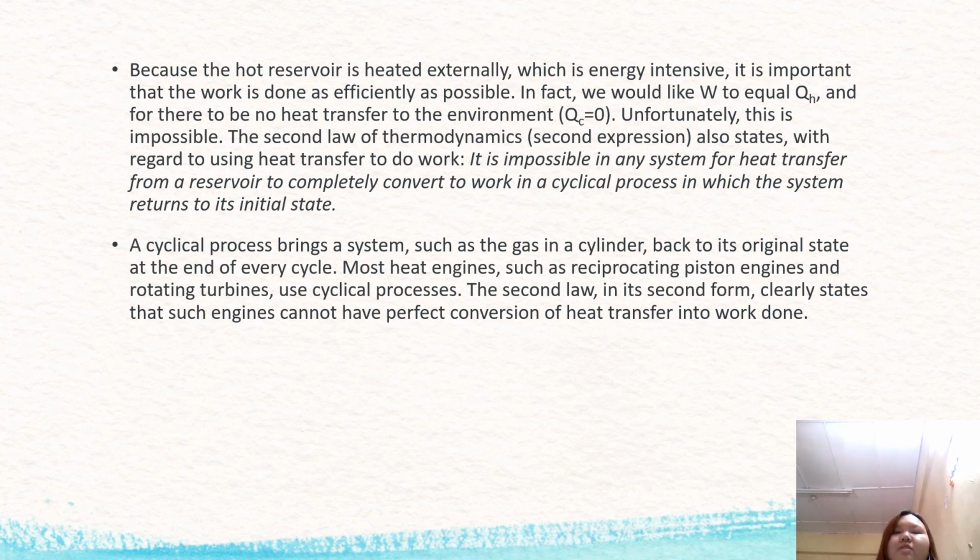A cyclical process brings the system, such as the gas in the cylinder, back to its original state at the end of every cycle. Most heat engines, such as reciprocating piston engines and rotating turbines, use cyclical processes. The second law, in its second form, clearly states that such engines cannot have perfect conversion of heat transfer into work done.